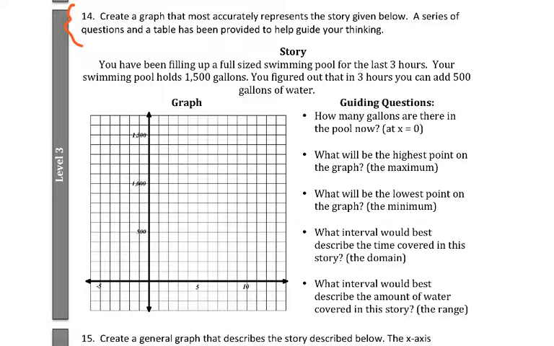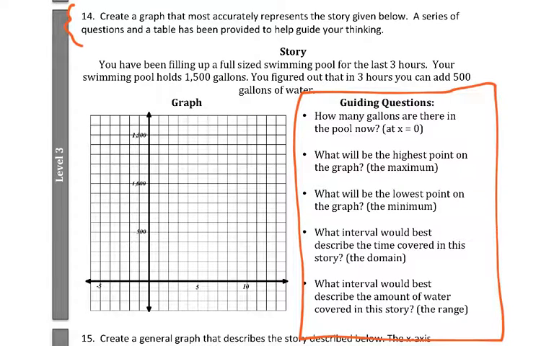So in the story it says that you have been filling up the pool for the last 3 hours. Your swimming pool holds 1,500 gallons, and you figured out that in 3 hours you can add 500 gallons of water. So we have been filling up the pool for 3 hours already. So what I want you to think about are these questions right here. You're not required to answer them to make this graph, but I would highly recommend that you answer them before you make the graph.